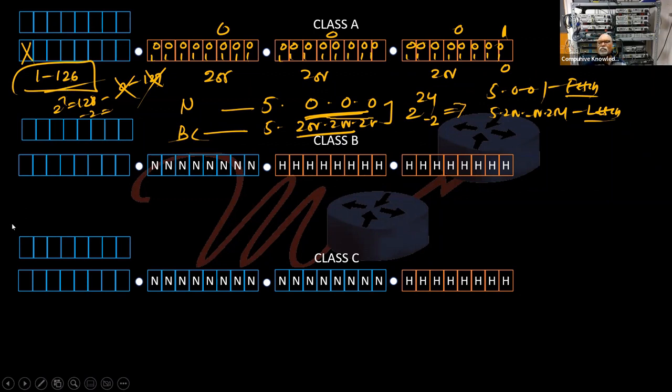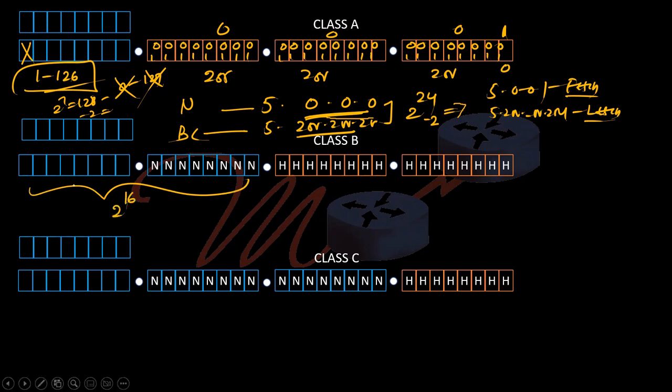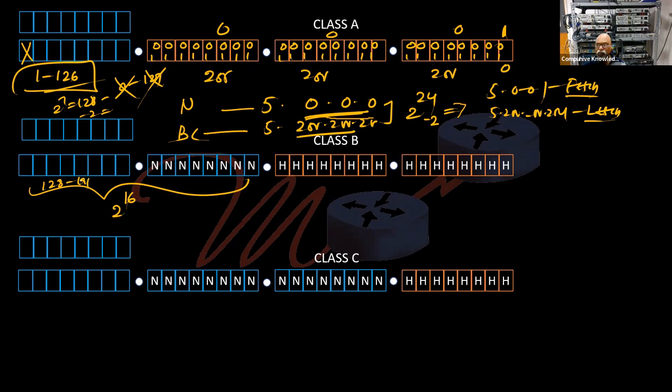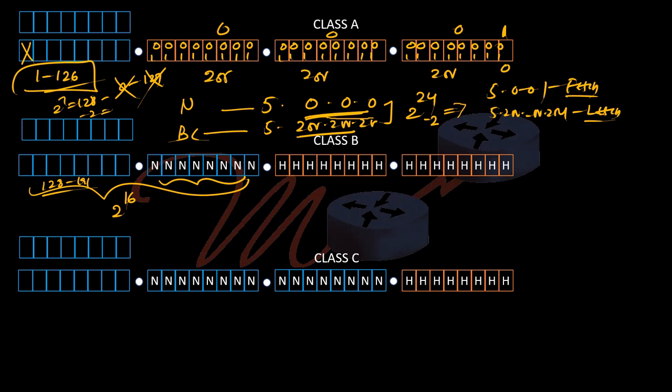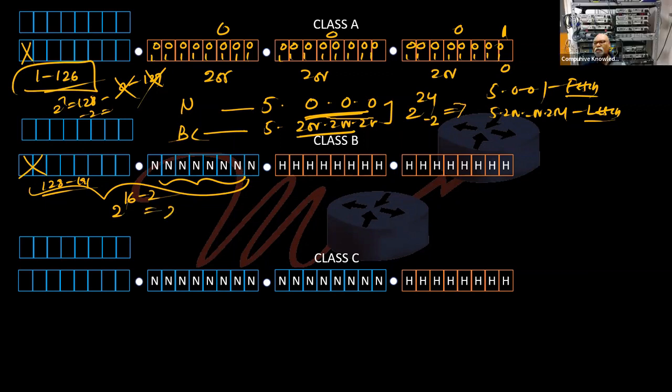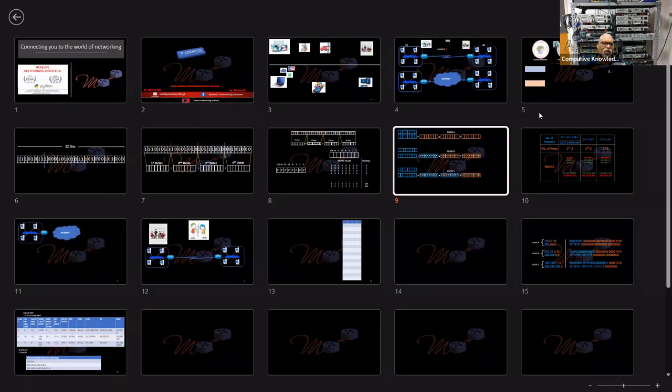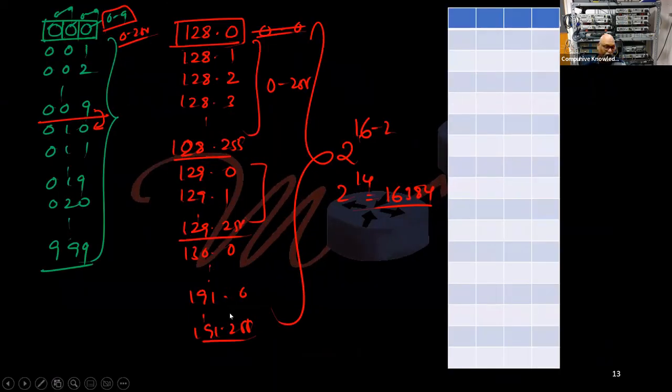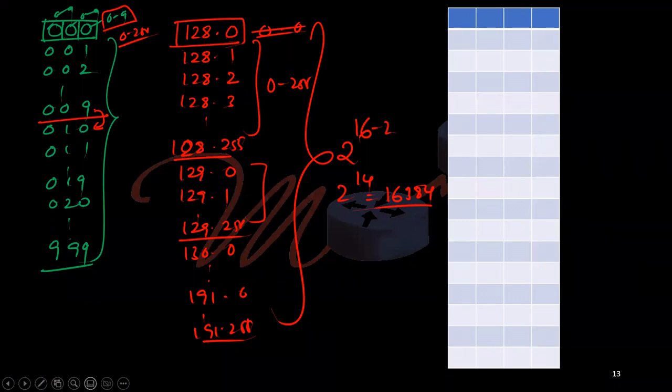126. Whereas class B, you have 128 to 191. But that is in this octet. But total 16 bits are there. This is also network only, right? Class B. So in that, 2 bits are fixed. So that will be 2^14. See, I wrote it here, right? 128 to 191. But this entire number of networks will be 2^14, about 16,000.